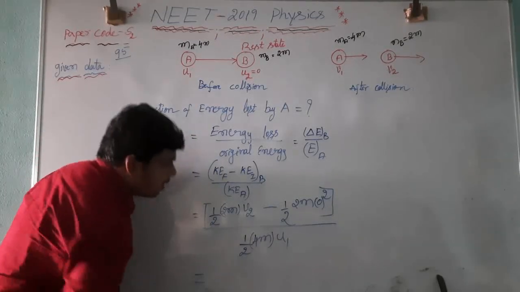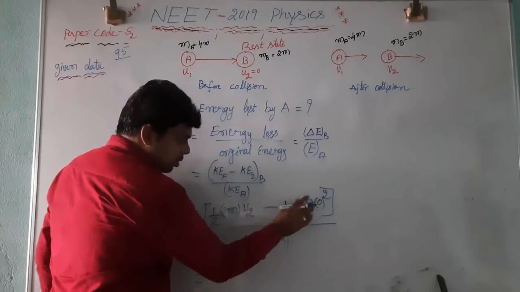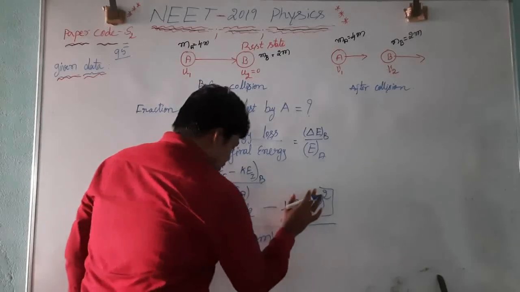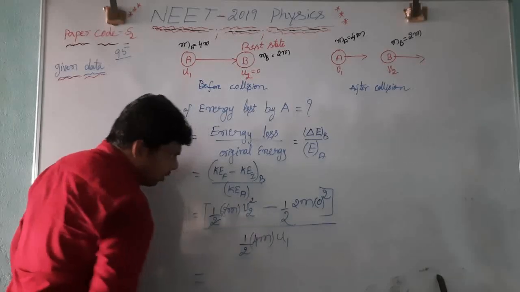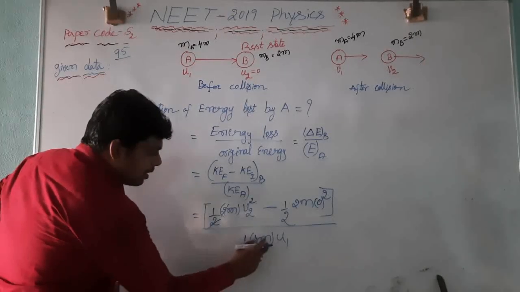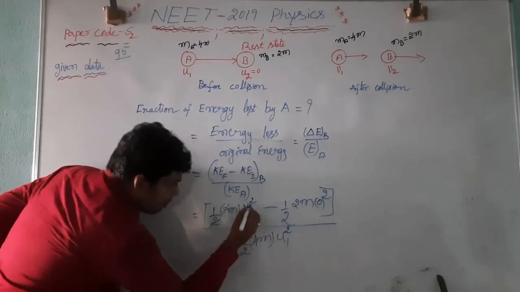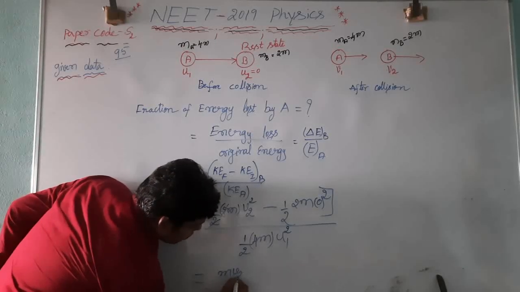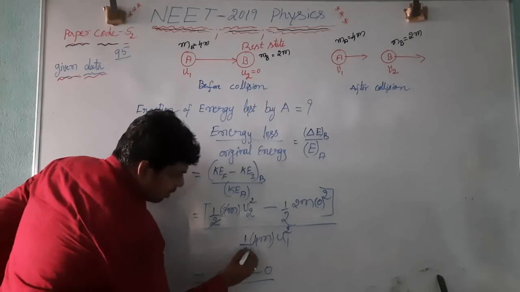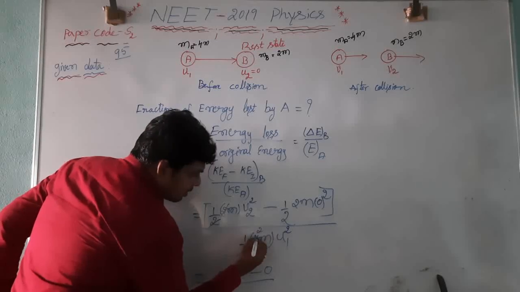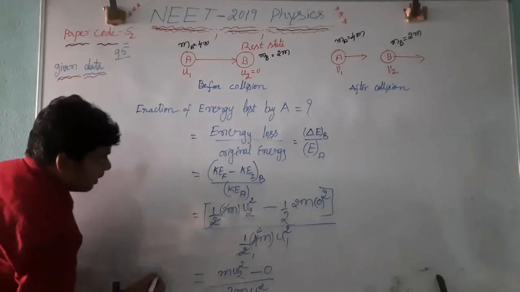From this, 0 square is 0, 0 into 2m is 0, so the entire term will be 0. Now the remaining term, the 2 gets cancelled. What is the remaining thing here? This is v2 square. Now here also, kinetic energy is given by half m v square. So m into v2 square minus 0, divided by, you can cancel the 2, remaining 2m u1 square.